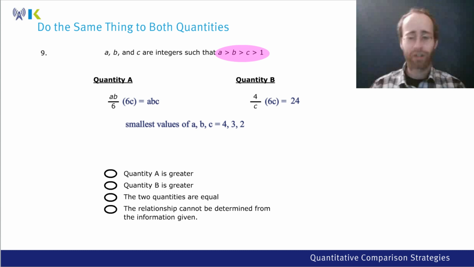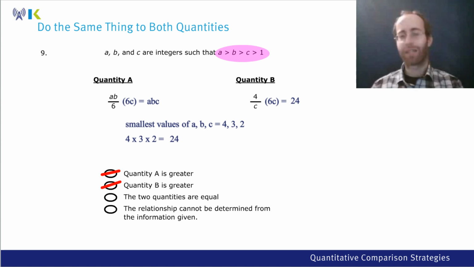So the smallest possible value is very nice. Yeah, it's 4, 3, and 2. You take those and you multiply them together and you get 24. Now this tells us a couple of things. Number one, it tells us that A and B are not the answer, right? Because 24 in quantity A now equals 24 in quantity B. And so we know that either these two quantities are equal or it depends, right? We know for sure that A is not bigger than B because here's a case where A wasn't bigger. And we know that B is not bigger than A because here's a case where B wasn't bigger.